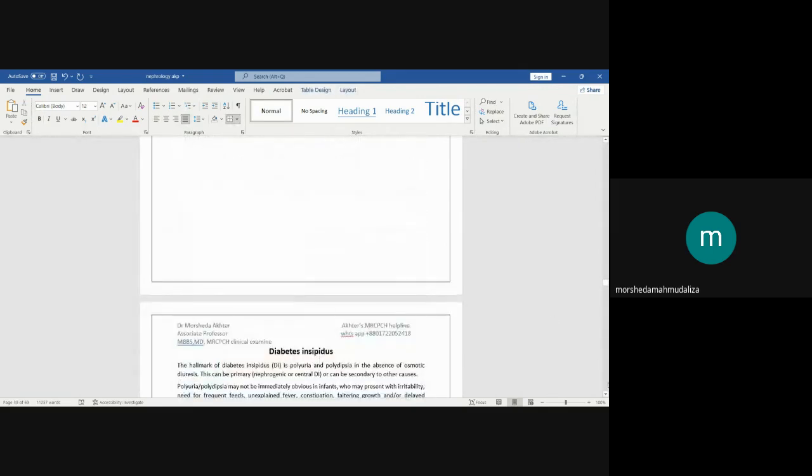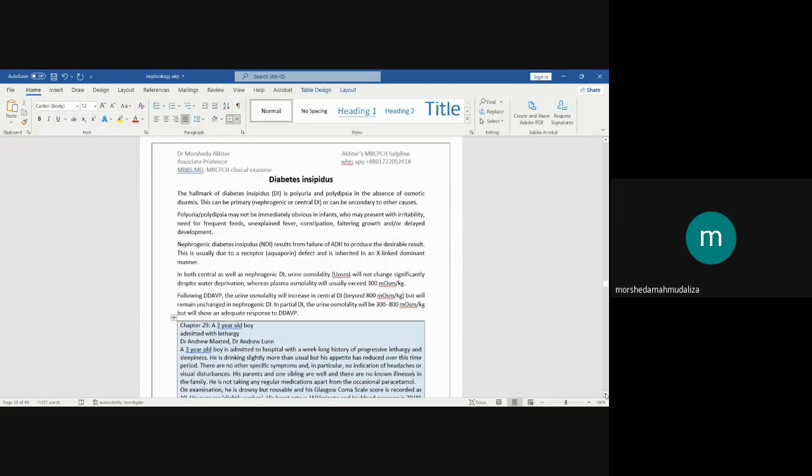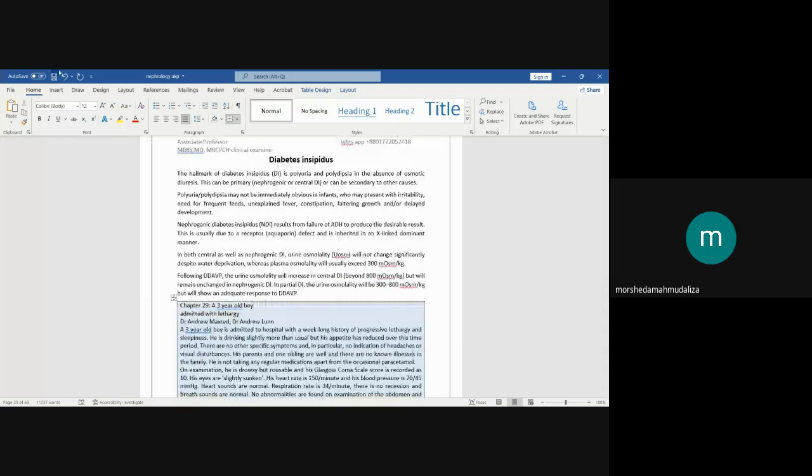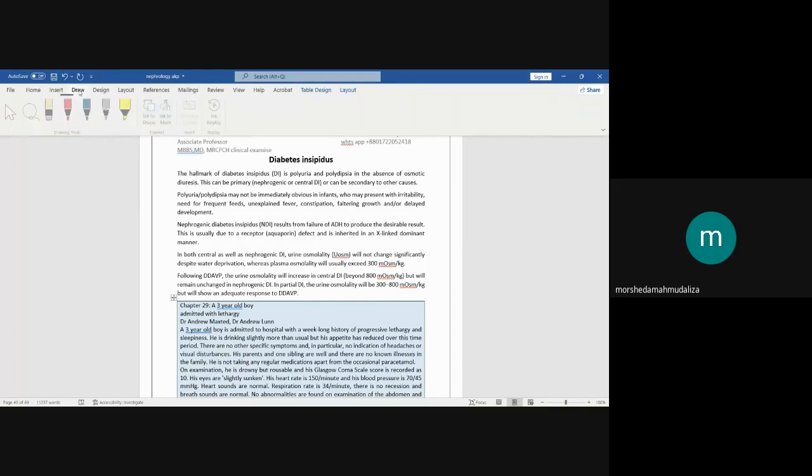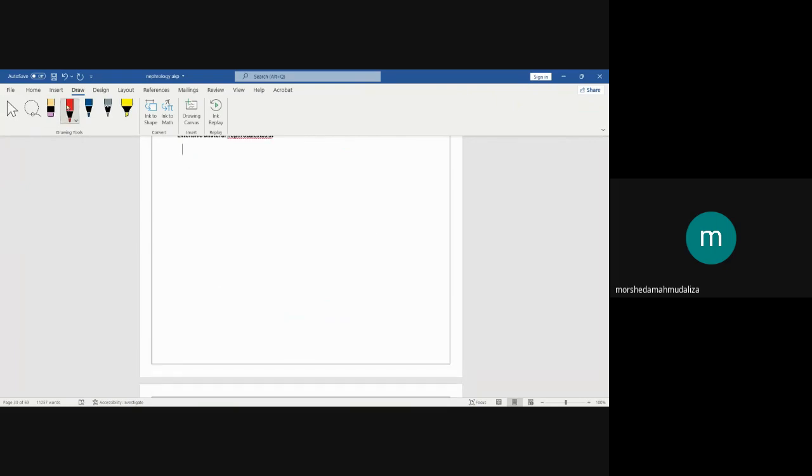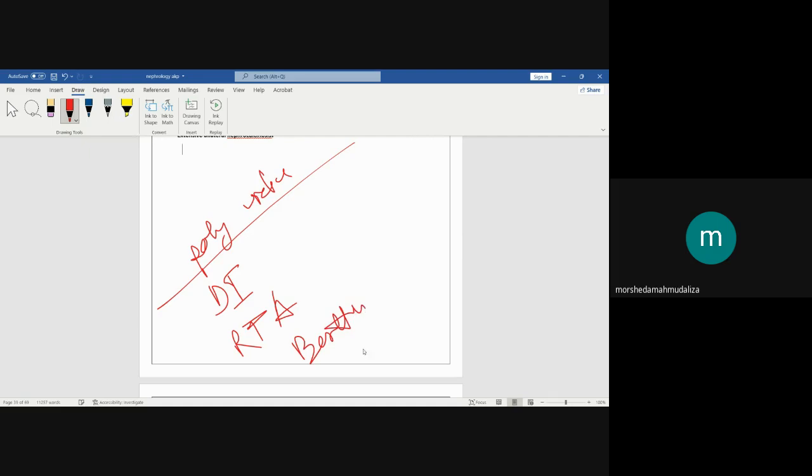Then there is diabetes insipidus, having polyuria and polydipsia. So if you get a child having polyuria, polydipsia, in those cases you have some differentials. Remember always, because they will give you some data. One of the things is DI, polyuria, polydipsia. One of the things is renal tubular acidosis. It could be Bartter. It could be psychogenic polydipsia.